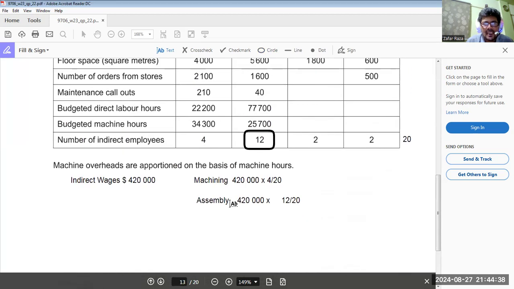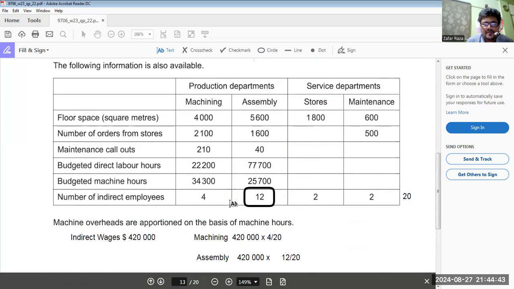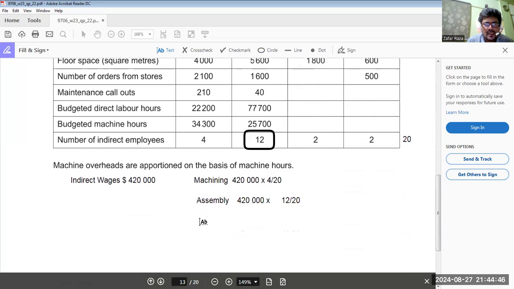Okay, machine assembly. Then we have stores. Okay, stores, we have 2 employees. Stores means we have 2 employees, means multiply by 2 divided by 20. 420,000 multiplied by 2 divided by 20 is equal to 42,000. Okay.